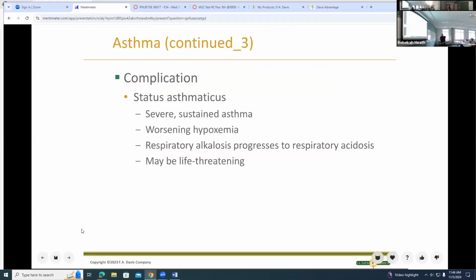Status asthmaticus is a complication of asthma, and that's when you have a severe sustained asthma issue. That video we saw could probably be called status asthmaticus. There's something going on, and that needs emergency immediate treatment. Usually, we're going to give nebulized treatments. We're going to give them some kind of IV steroids, the corticosteroids. Why would we give an IV rather than oral? It works and moves faster. And then they might need mechanical ventilation if you can't manage it with the flow.